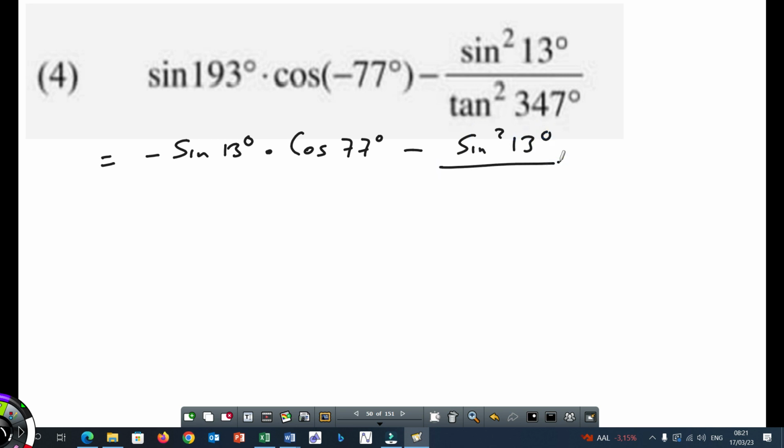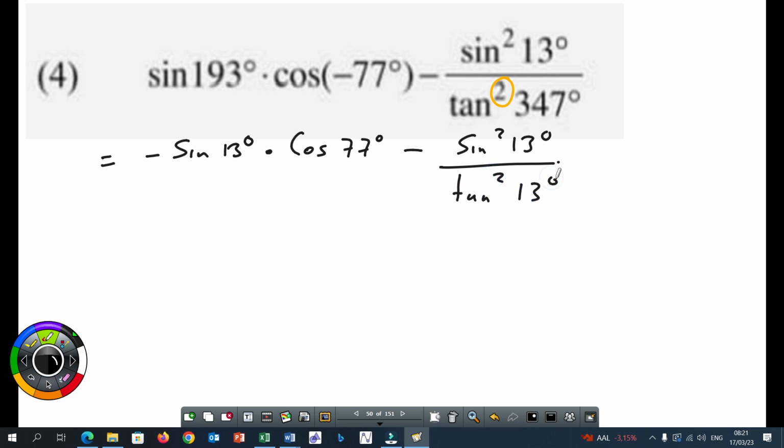Now tan 47 is in the third quadrant, right? But there is this square here. Now because of this square, the answer will be positive. So you don't have to think whether it's tan squared, cos squared, or sine squared. That will always be what? A positive. So that will be tan squared 13 degrees. Okay?